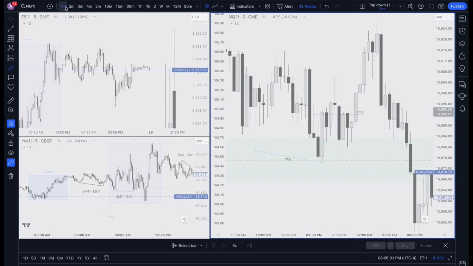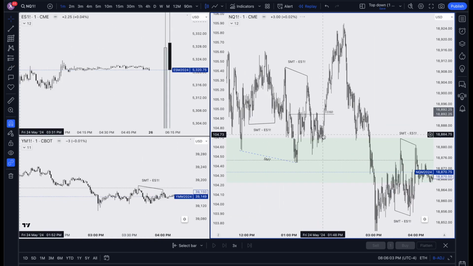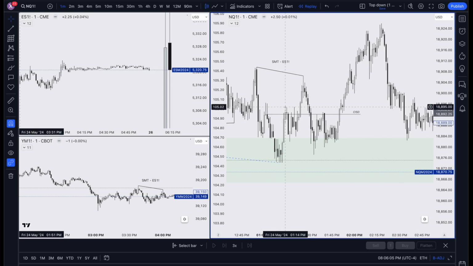I'm going to zoom down into a lower time frame for the sake of an entry. Okay, we close through. We come back into the range. I see a fair value gap. I see 2 fair value gaps in here. I'll just enter on this one, right?